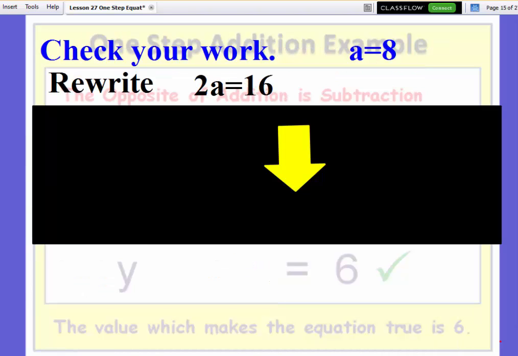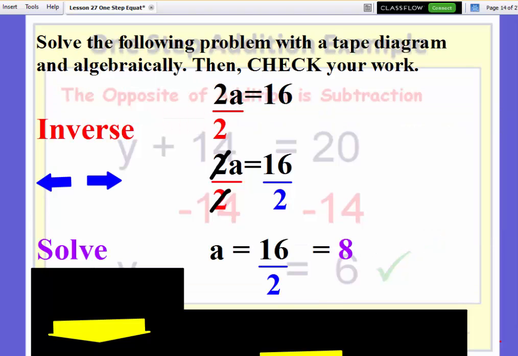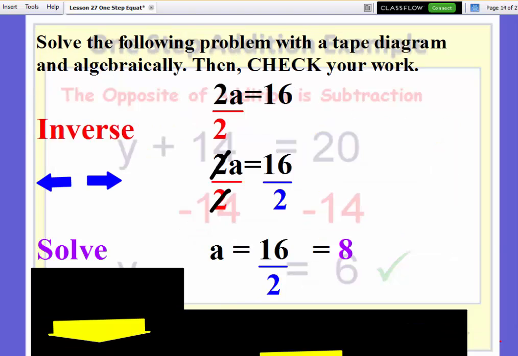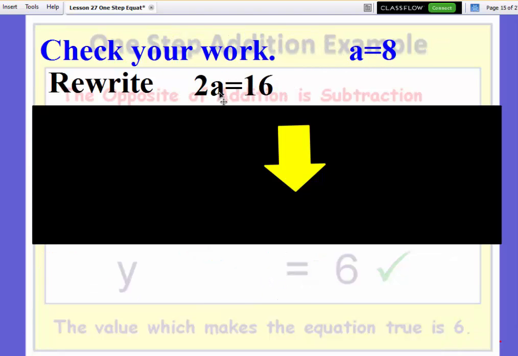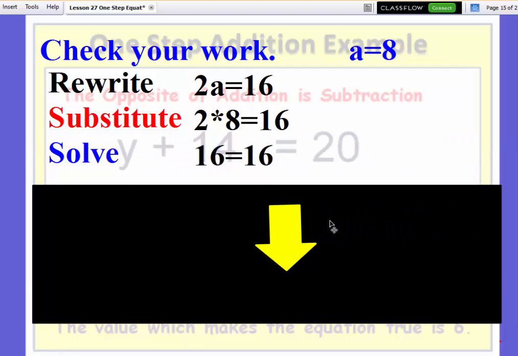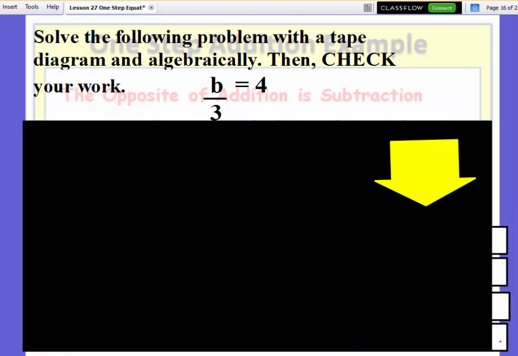My last step is I need to check my work. So I know a equals 8. It's the answer I got algebraically and with my tape diagram. So I rewrite my problem, and then I'm going to substitute. So this a becomes that 8. 2 times 8 equals 16. And then I solve. Well, I know 2 times 8, that is 16, and 16 equals 16. So I know my answer is correct, since the left side equals the right.